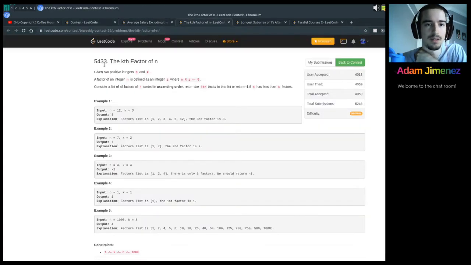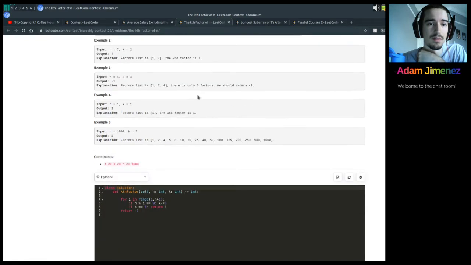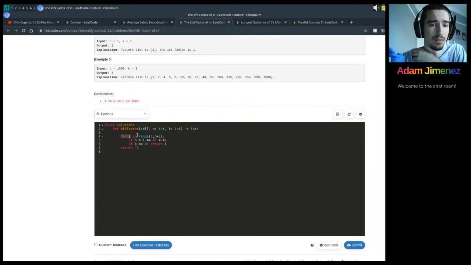So kth factor of n. Given 2 positive integers n and k, you find the kth factor of n. Basically here the constraints are k is under 1000 and n is under 1000. So here again the constraints are pretty loose. So what I did is just iterate from 1 to the number, and each time I find a number that divides n, I decrease the k value. And when k reaches 0, we found the kth factor and return it. Otherwise, if we reach n, we return -1.